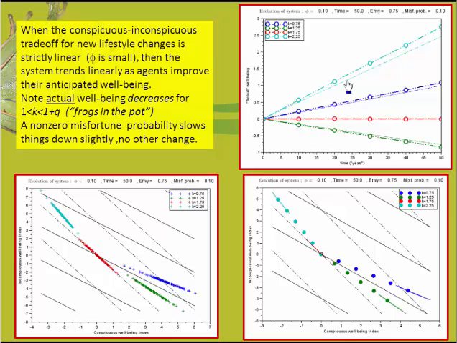So you can see here this frogs in the pot phenomenon, that when the decay parameter k is less than the envy factor, so here we have this case where k is between 1 and 1 plus q, the actual well-being of the system decreases, even when people think their anticipated well-being is increasing.